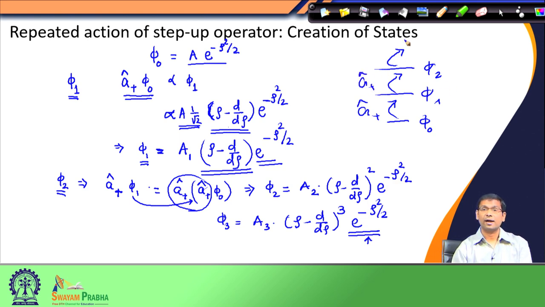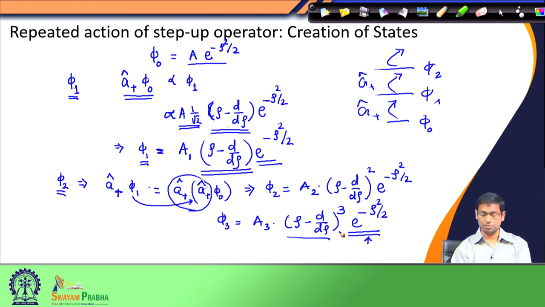So, to get phi n, I will have to apply this operator n number of times. You might wonder that this calculation would become very, very complex to do when n is anything greater than 1 or 2, or when it becomes 3, you can try it out for yourself. When n is equal to 3, the action of this operator on this becomes very difficult. Although it is possible to do, it is difficult.